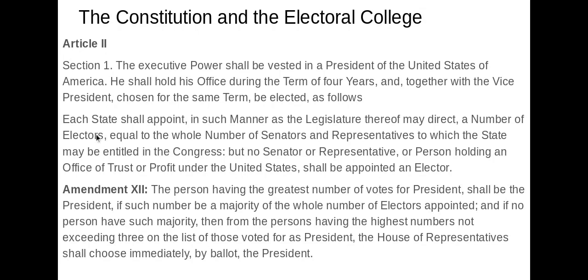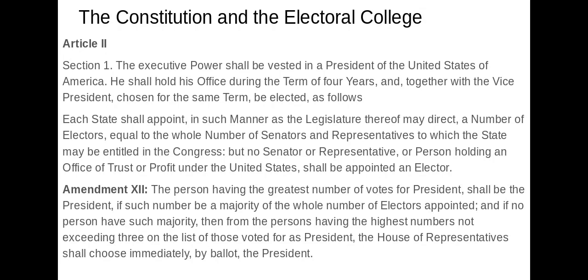The rules around the Electoral College are laid out in Article 2. Article 2 deals with the executive branch, and it notes that the executive power shall be vested in a President of the United States, and goes on to talk about the powers that they may have.